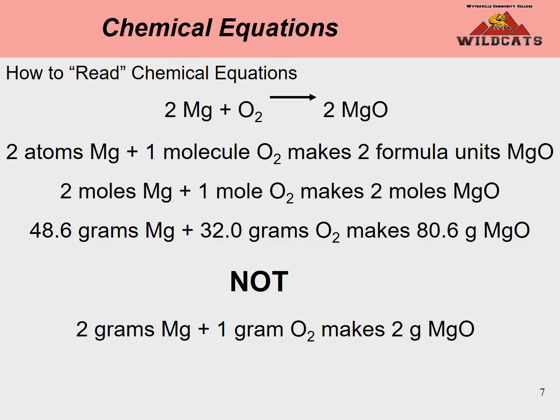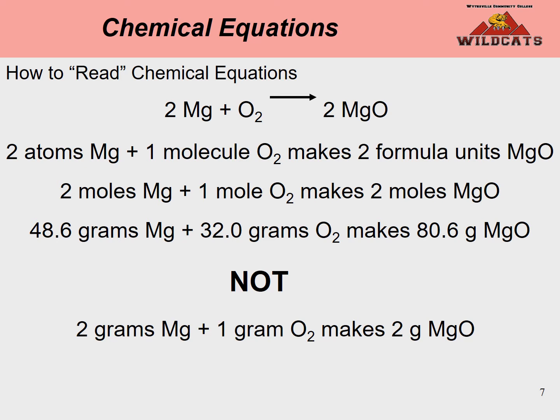We're going to stick with the writing of formulas, and so we need to understand how to read a chemical reaction. And one of the ways to read this reaction is we got 2 atoms of magnesium plus 1 molecule of oxygen gives 2 formula units of magnesium oxide, because magnesium oxide is an ionic compound, so it's going to have formula units, not molecules.